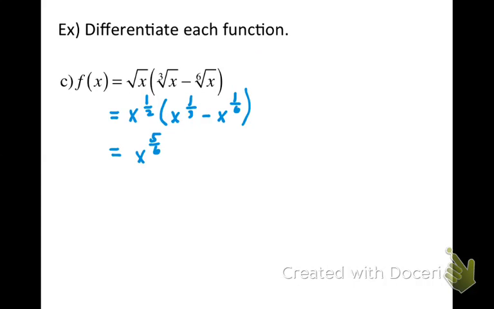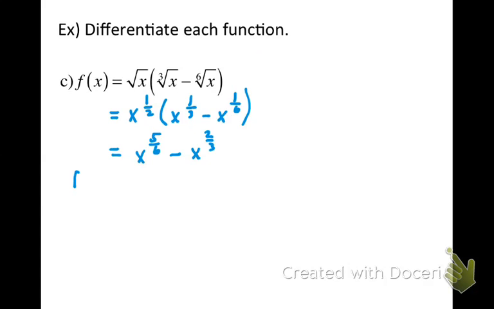All right, then keep the subtraction sign. And then we'll multiply x to the 1/2 times x to the 1/6 power. So we'll get x, and then the exponent for that product will be 1/2 plus 1/6, or 3/6 plus 1/6, which is 4/6, or 2/3. So there's our function.